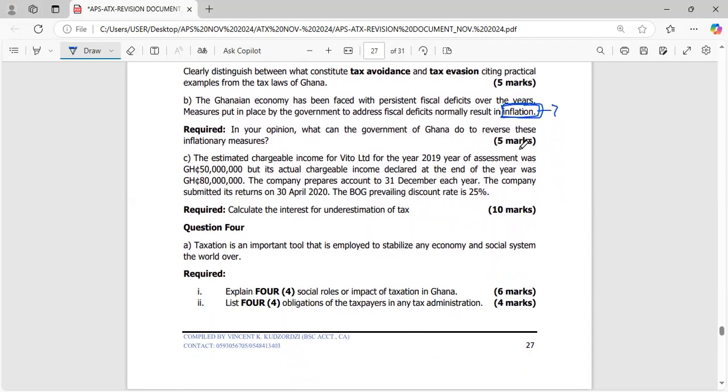This one I've already answered. One is to increase production. Government needs to cut down on its expenditure. The ministries are too many, so they should merge some of them, and give a practical example. They should also increase production and employ more people. When they employ more people, they will increase the tax net.